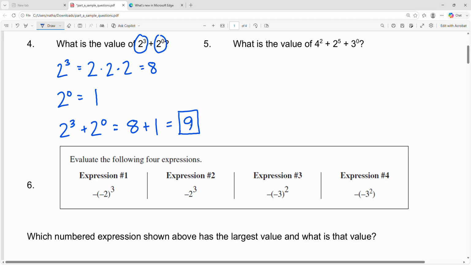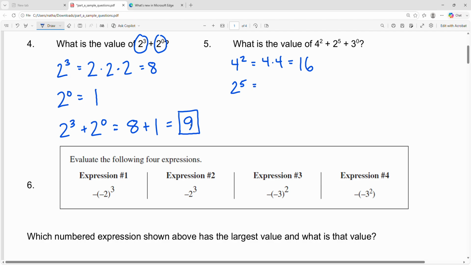Okay, question number 5, more powers. What is the value of 4 squared plus 2 to the power of 5 plus 3 to the power of 0? 4 squared is 4 times 4, which is 16. You shouldn't need to write this out, but if you do and it helps you, that's great. 16. What is 2 to the power of 5? Something you might want to do is start memorizing powers of 2. They're pretty handy to know.